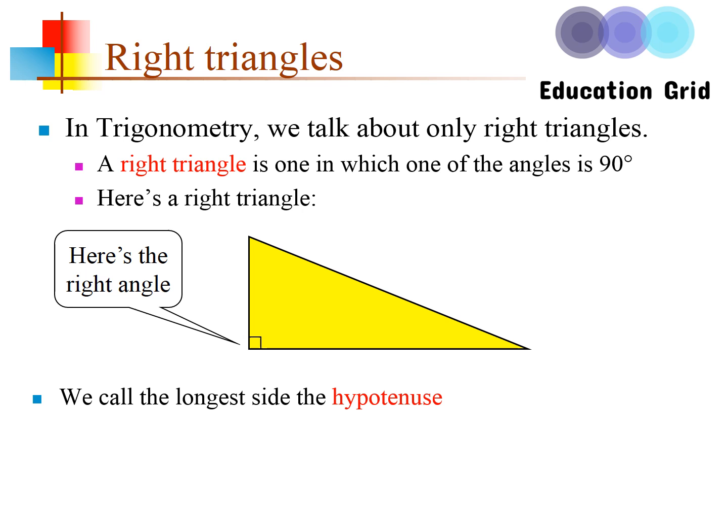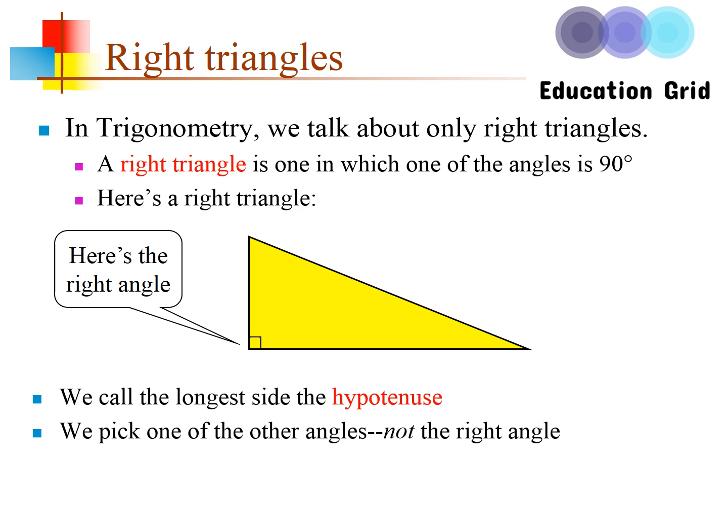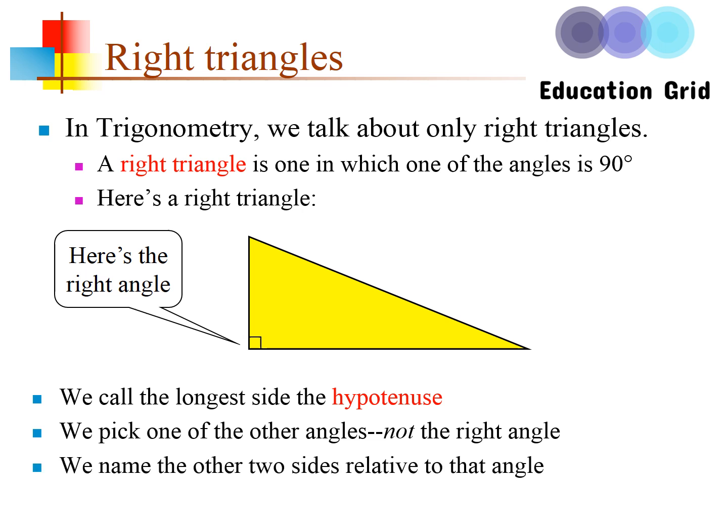We call the longest side the hypotenuse. You can see that the longest side is the one which is opposite to the right angle. Then in trigonometry what we do is pick up one of the other angles. You see there are two more angles left except the right angle. So we pick up one of the other angles, not the right angle, and then the other two sides are named related to that angle. You will see this in the next coming up slides.